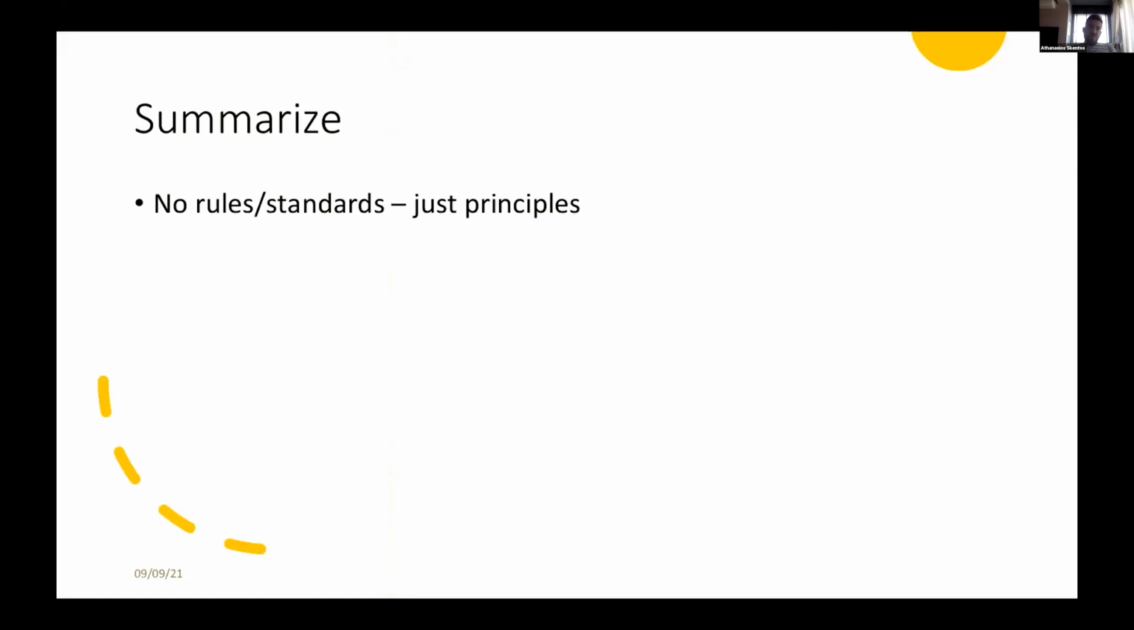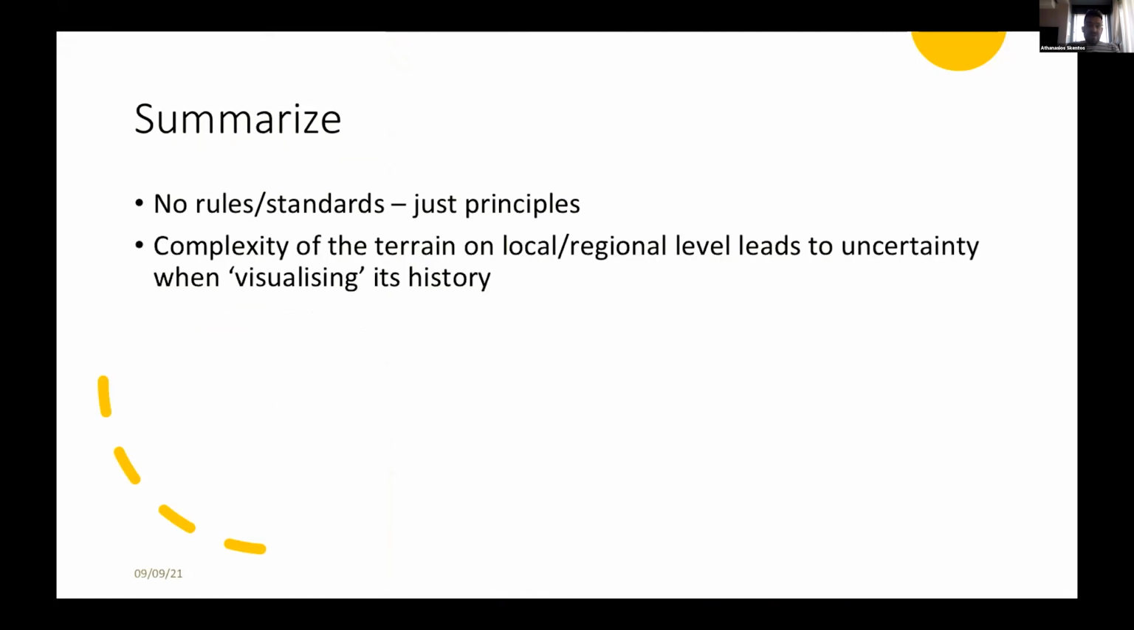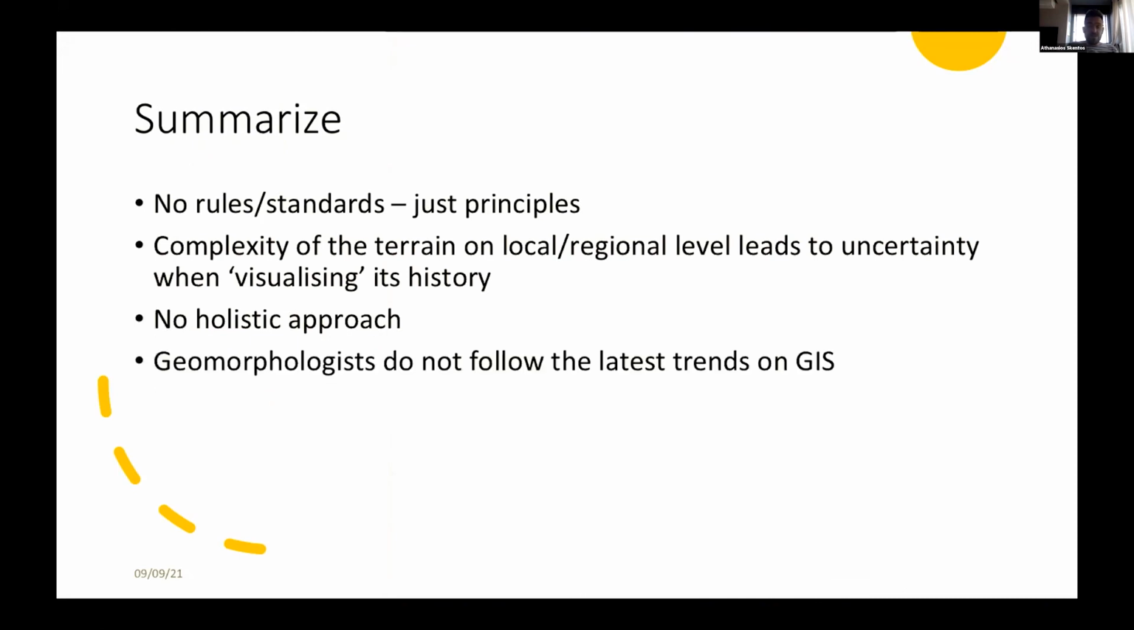So to sum up, there are no rules or standards, just some common principles on geomorphological mapping. The complexity of the terrain on both local and regional level leads to uncertainty when visualizing its history. There's no holistic approach to what we're doing at the moment. Geomorphologists do not follow the latest trends in GIS. That's another important factor. A really good geomorphologist doesn't mean a competent GIS user. And that goes the other way too.